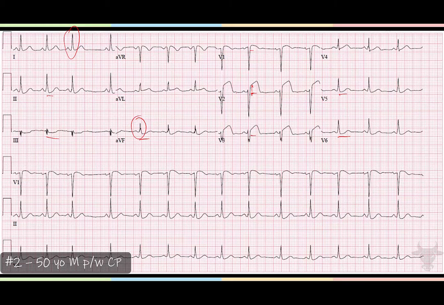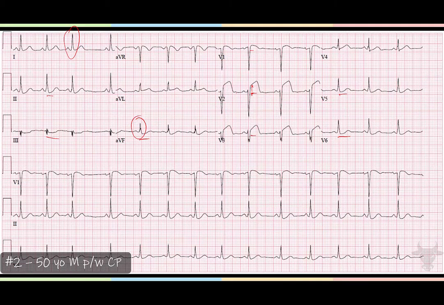So the anatomic location of these MIs is very important. That's why we actually bother to go through the pain of figuring out exactly where that is, because all these MIs are associated, depending on the anatomic location, with different types of complications. So let's talk about the anatomic distributions.